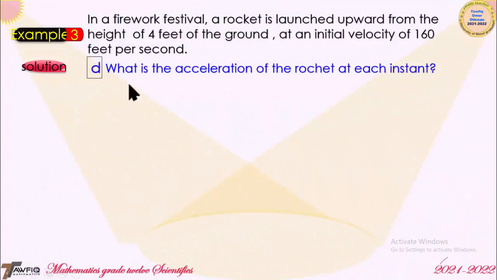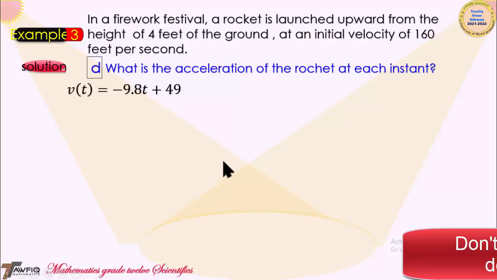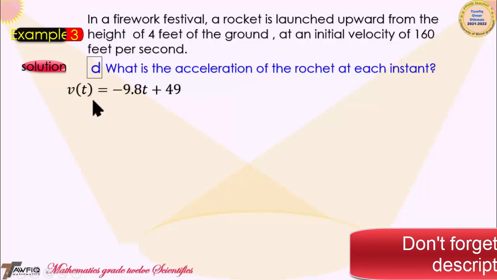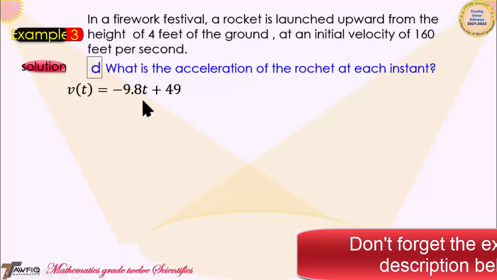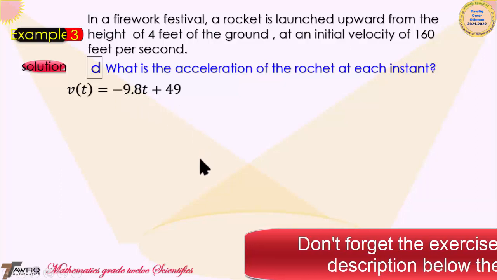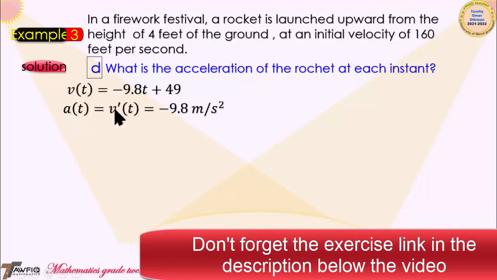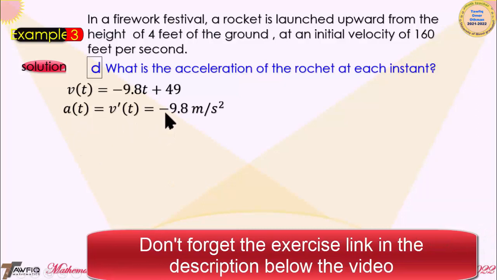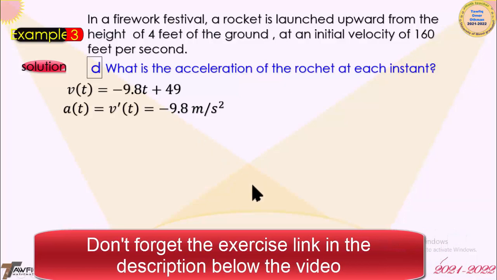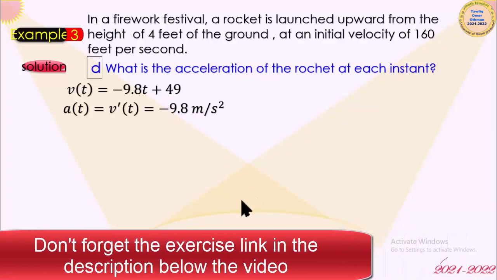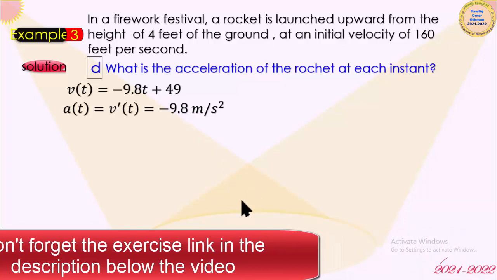D. What is the acceleration of the rocket at each instance? v(t) is equal to minus 9.8t plus 49. Take the derivative. a(t) is equal to v prime of t, which is equal to minus 9.8 meters per second squared, the acceleration of the rocket at each time.